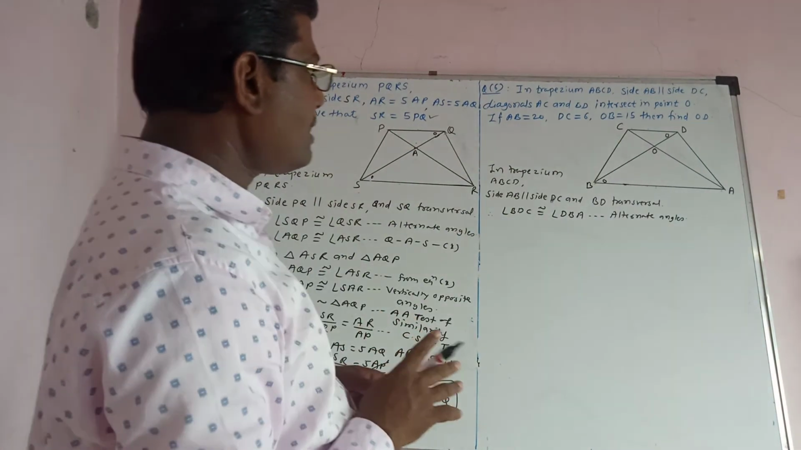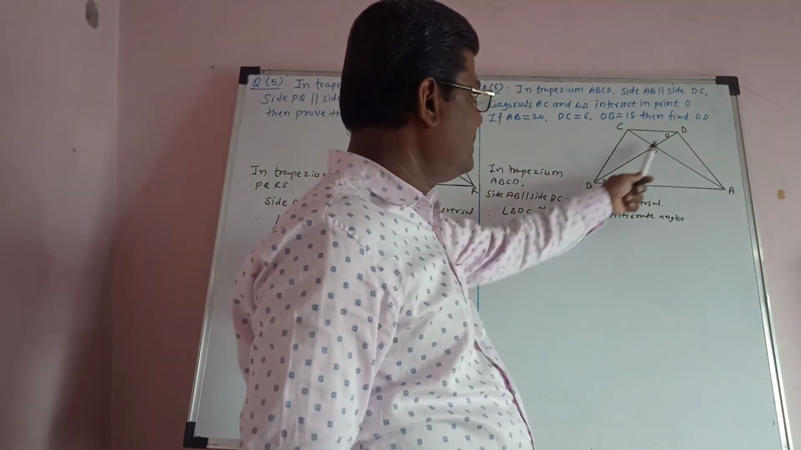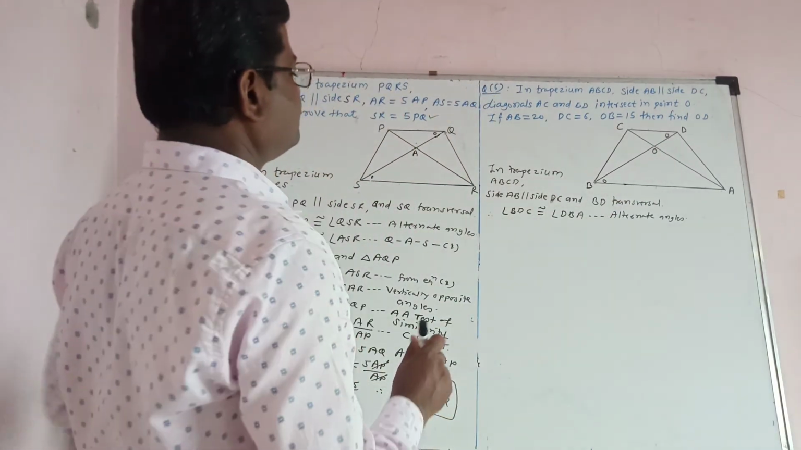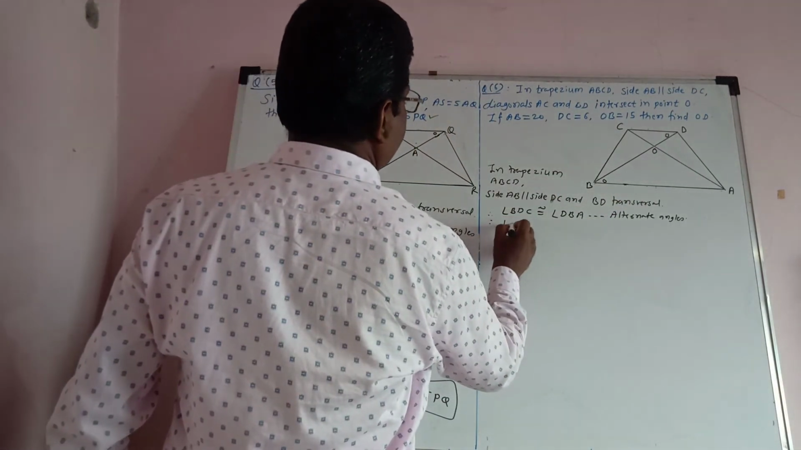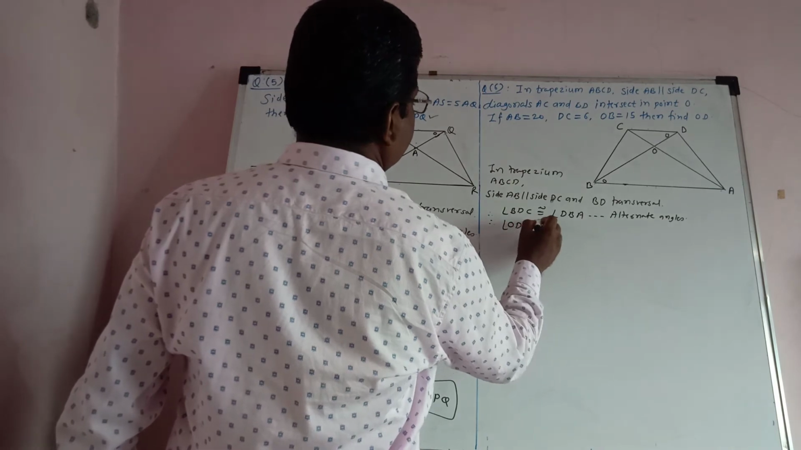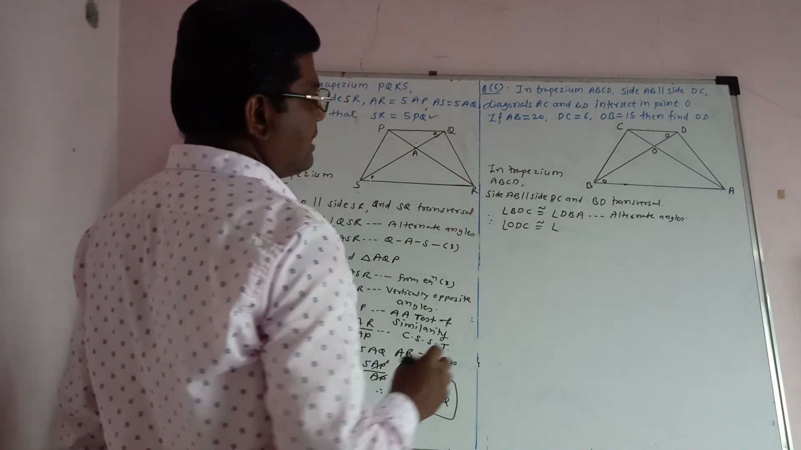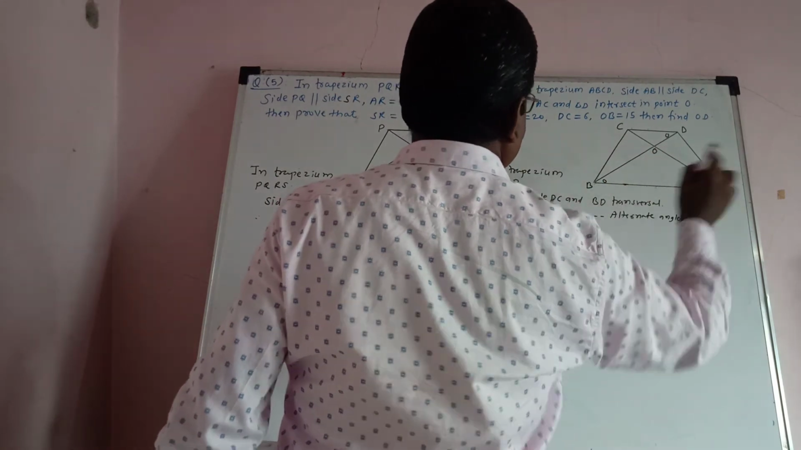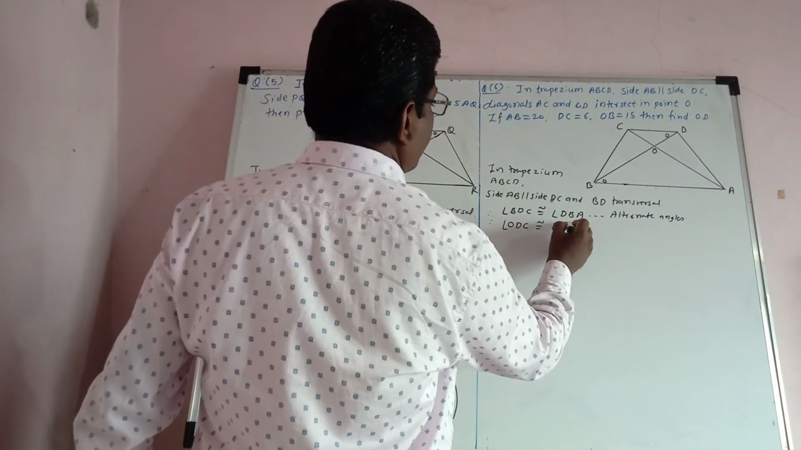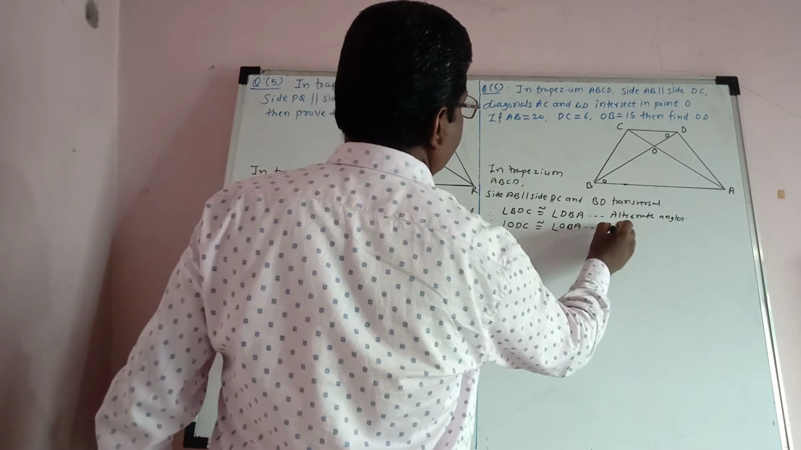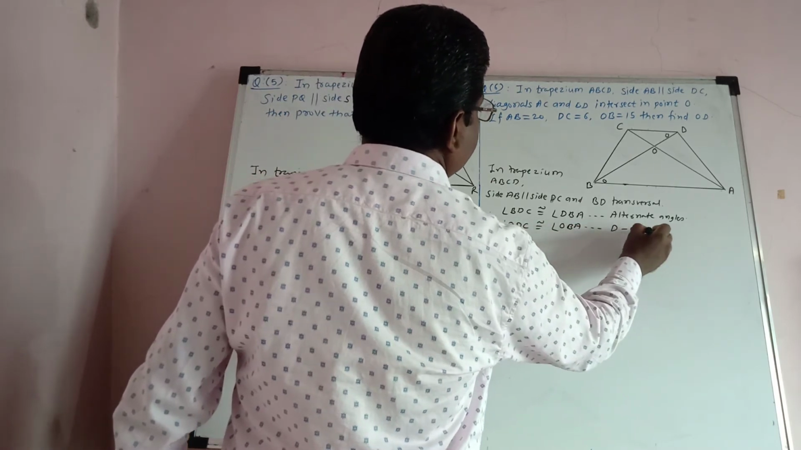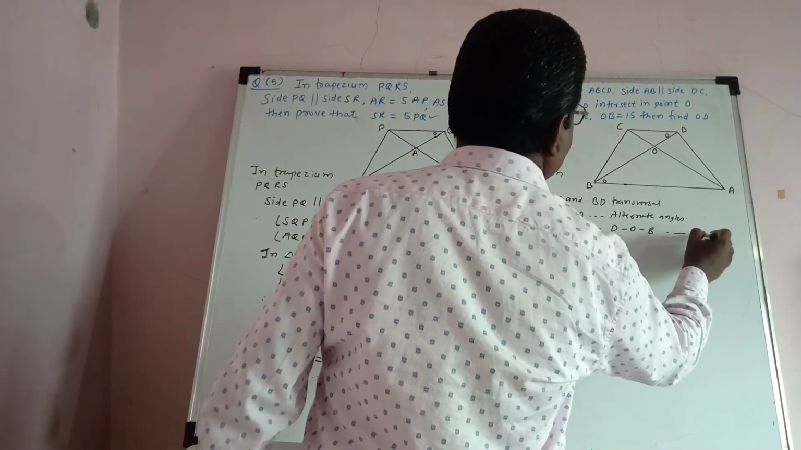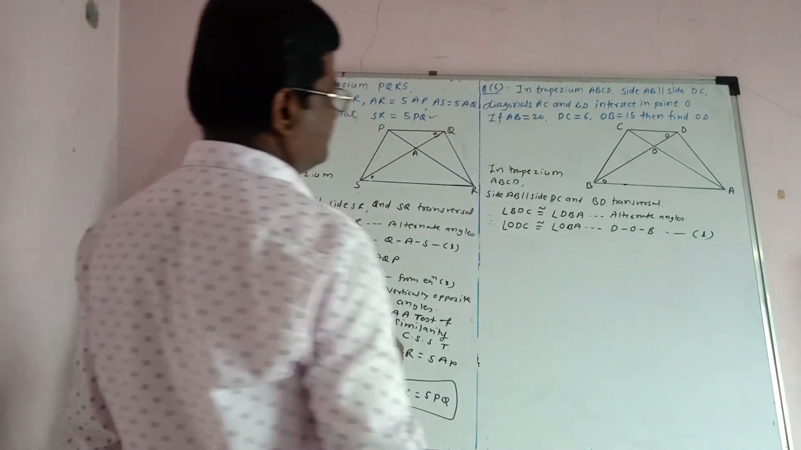Now this angle BDC can be written as angle ODC. Therefore angle ODC is congruent to angle DBA, and DBA can be written as OBA, because D-O-B. This is the reason. Suppose this is equation number 1.